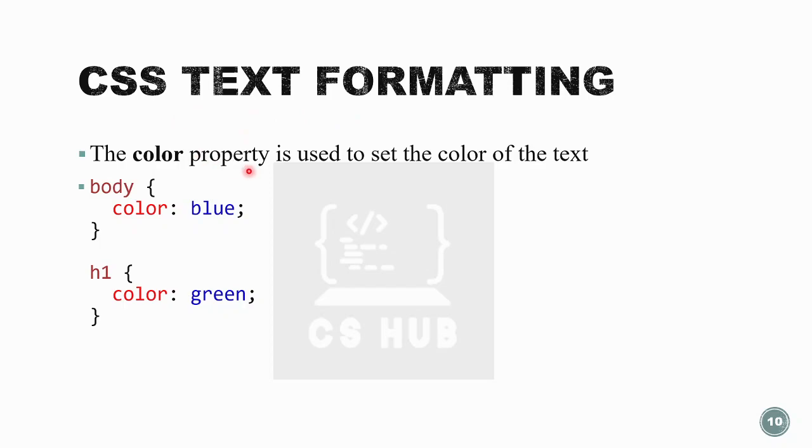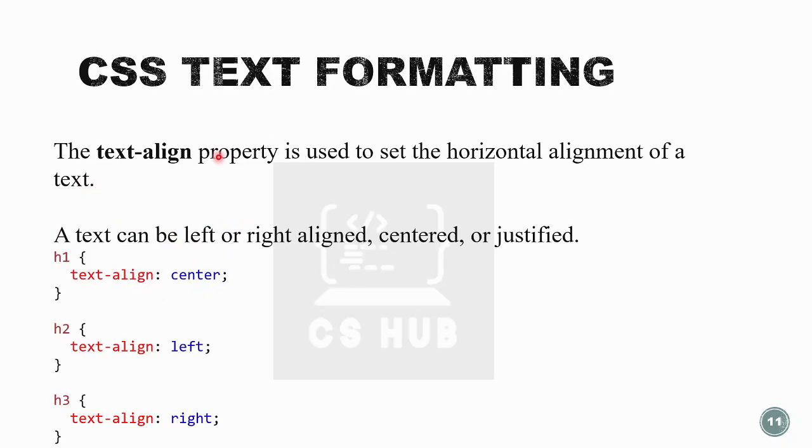The color property is used to set the color of the text. Simply, the color property can be used to set the color of our text. It can be applied to body, H1, P paragraph, anything. Okay, body color set to blue, H1 color set to green. Next property is the CSS text formatting property.